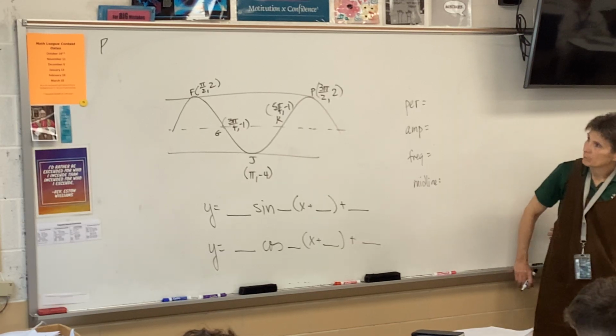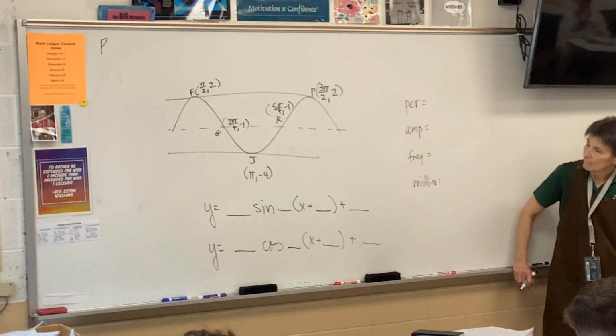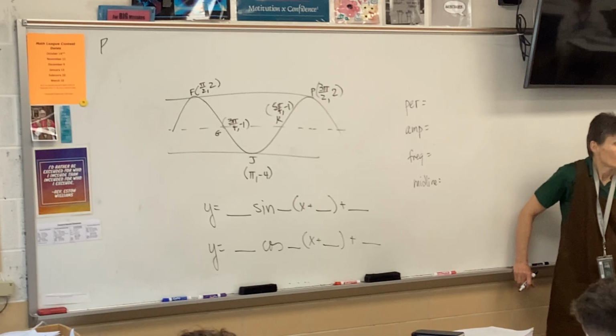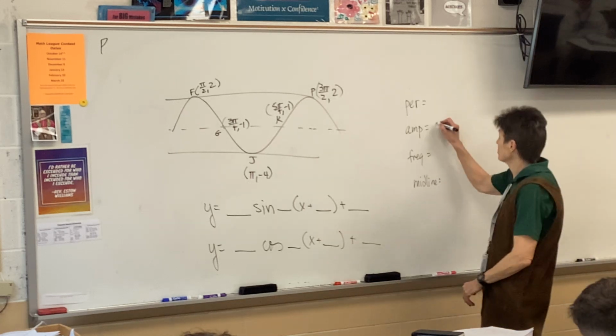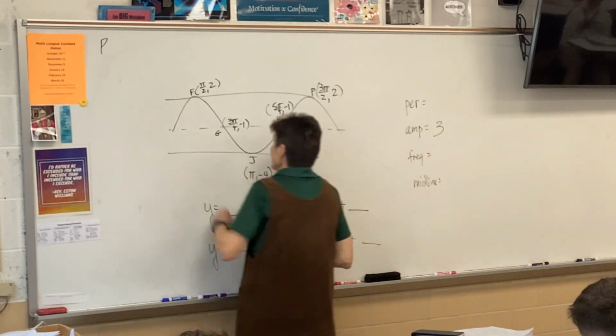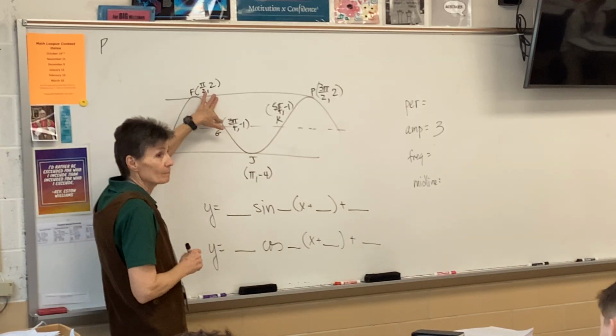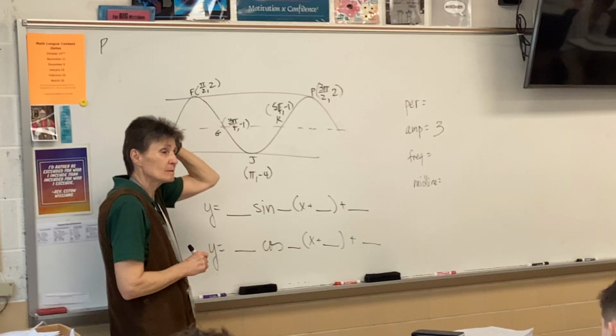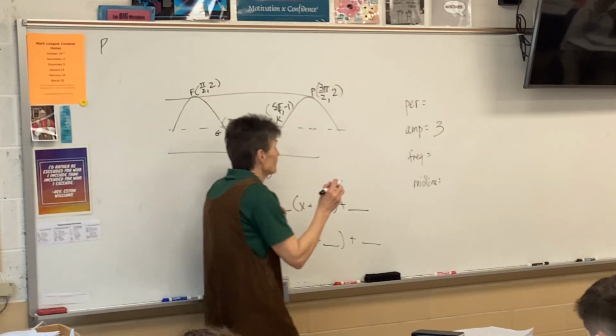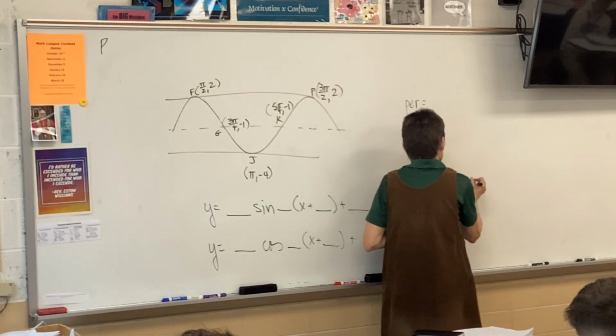To figure out your amplitude. Be careful, amplitude is always positive. All right, so the amplitude is 3. Everybody good with that? Amplitude is 3. Perfect. Were you able to figure out your midline? What's your midline? Y equals -1, very good.